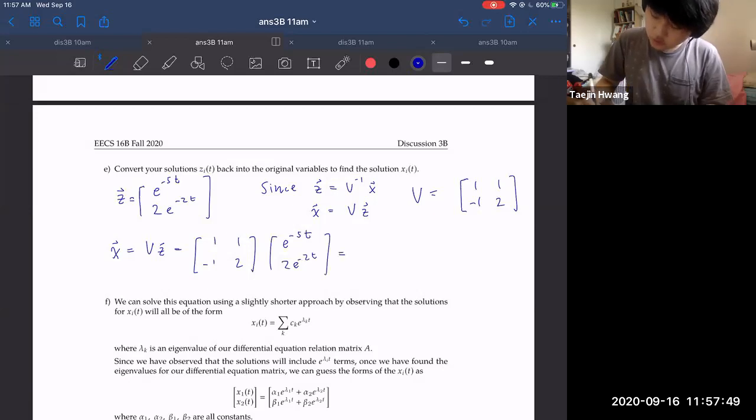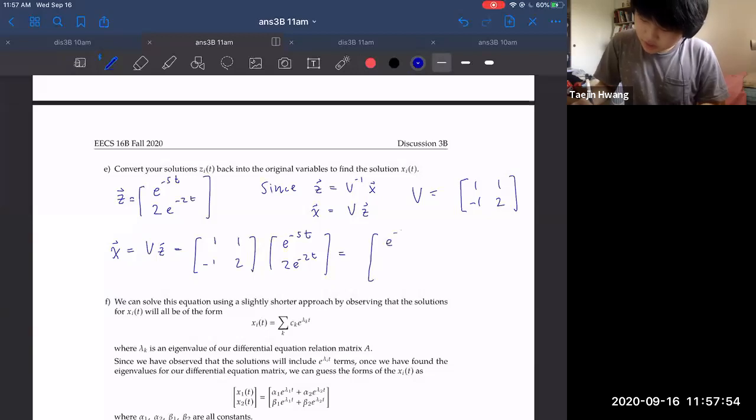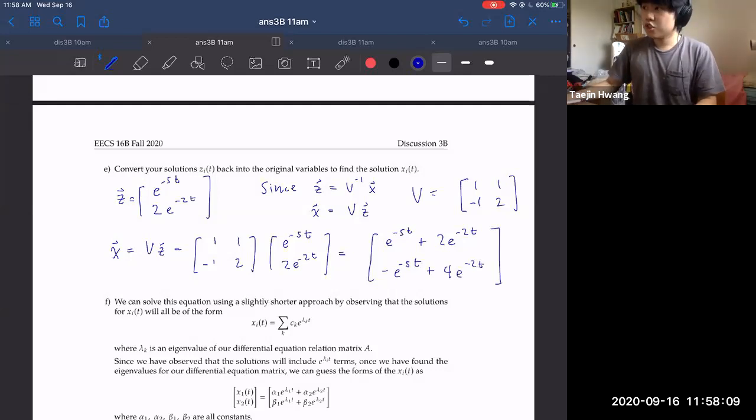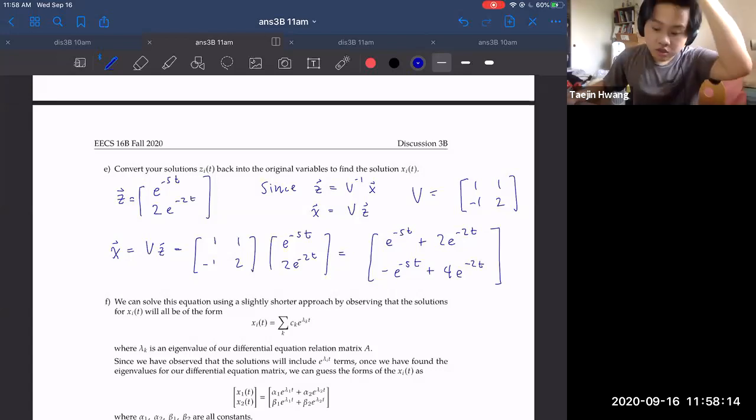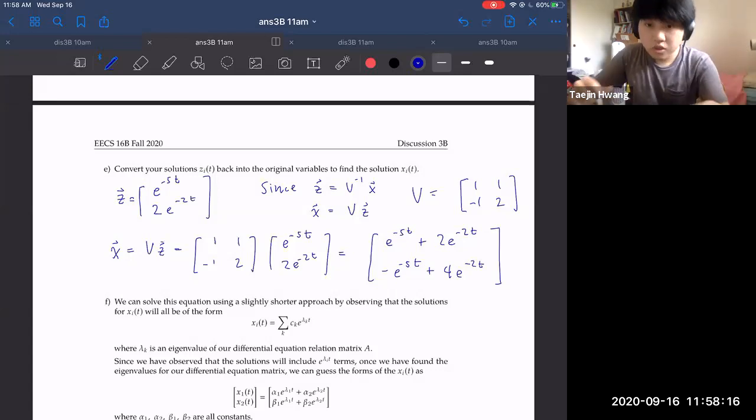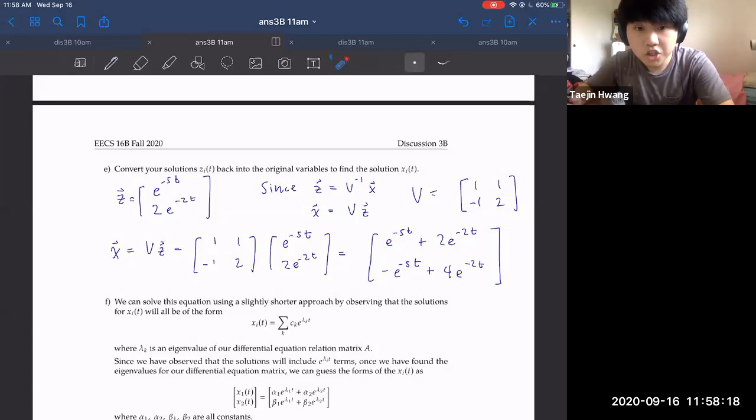And if you do the matrix multiplications, you're going to get something like e^(-5t) + 2e^(-2t), and then -e^(-5t) + 4e^(-2t). Let's just make sure that matches our solution. Looks like it does. So yeah, do we have any questions about the overall process?